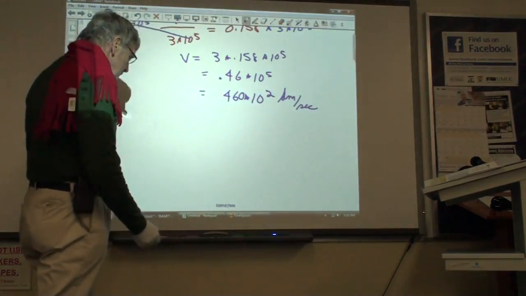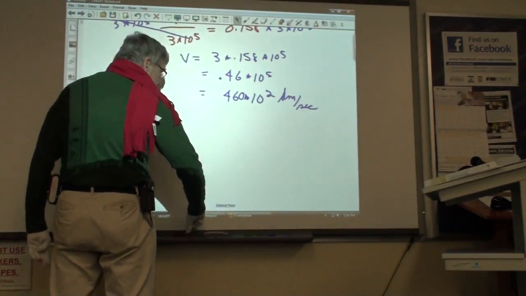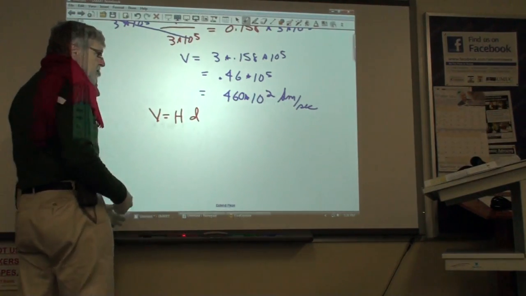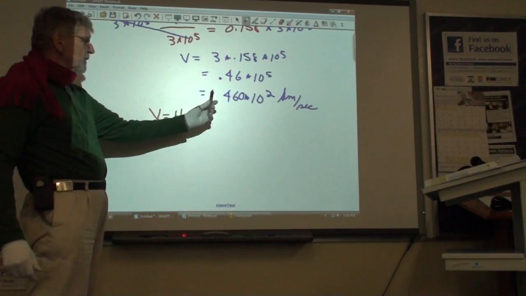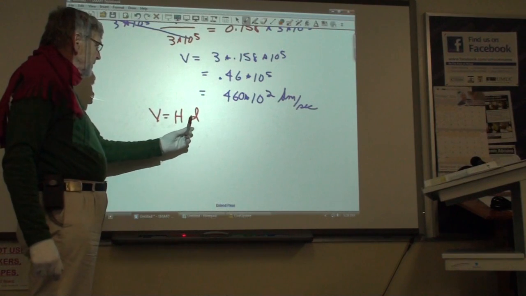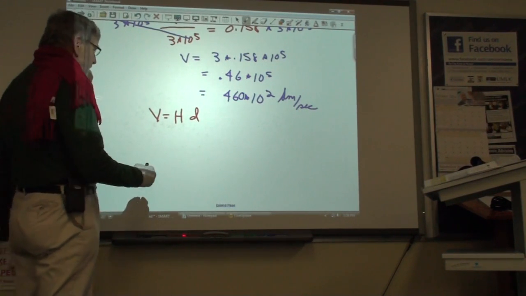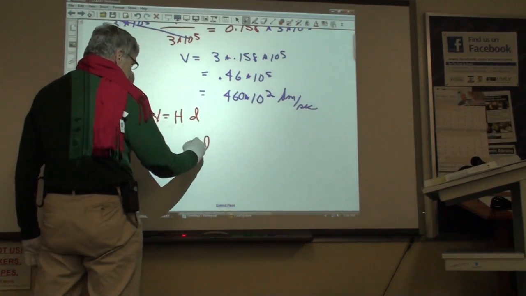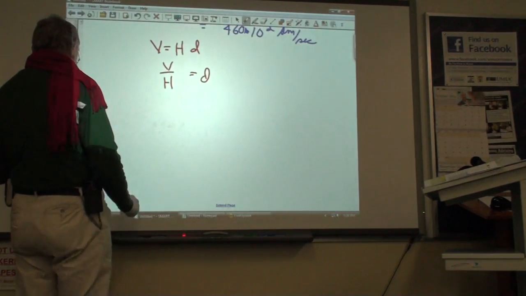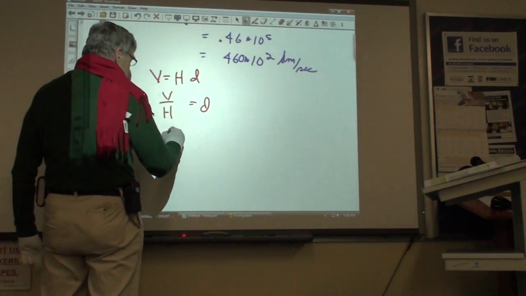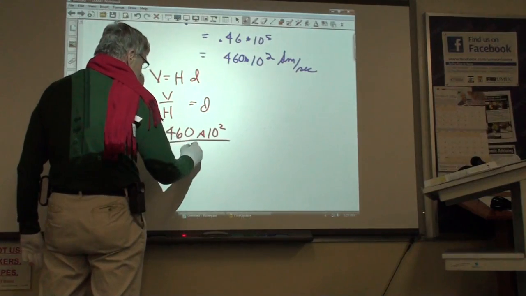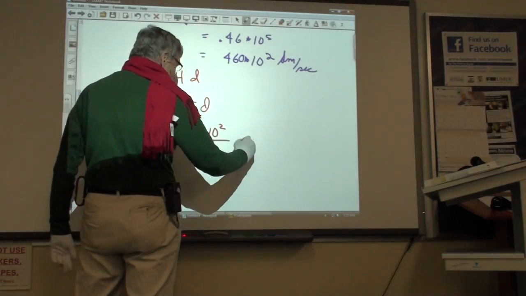And now we go to the Hubble law, which says that the velocity of recession is equal to the Hubble constant times the distance. And the velocity of recession must be in kilometers per second, as we now have it. And the distance is then given in megaparsecs. So that tells us that the distance is equal to the velocity over the Hubble constant, and the velocity we now have as 460 times 10 squared. And we're going to divide that by the Hubble constant of 70 to get our distance.